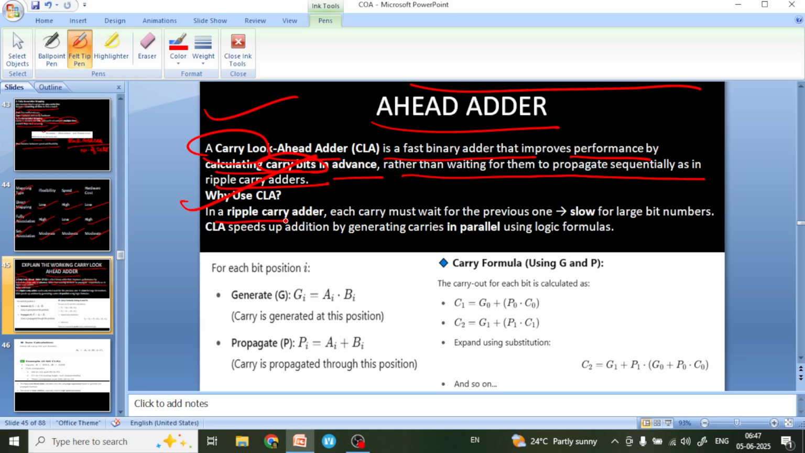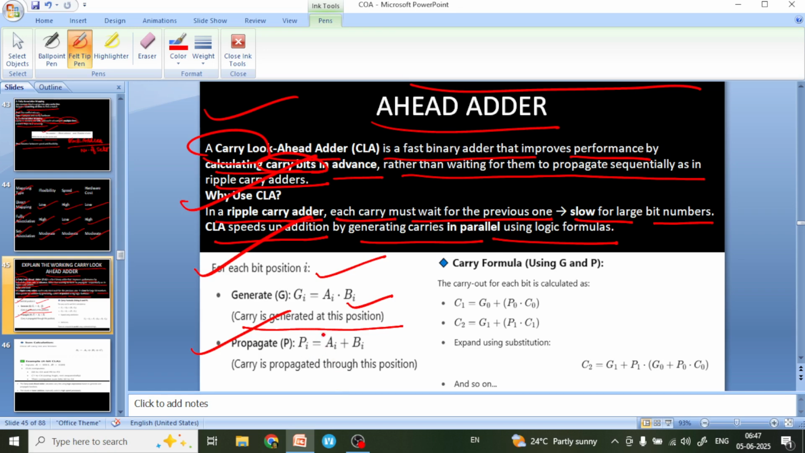In a ripple carry adder, each carry must wait for the previous one, so it will be slow for large bit numbers. CLA speeds up addition by generating carries in parallel using logic formulas. For each bit i, generate Gi equals Ai multiplied by Bi: a carry is generated at this position. Propagate Pi equals Ai plus Bi: a carry is propagated through this position.